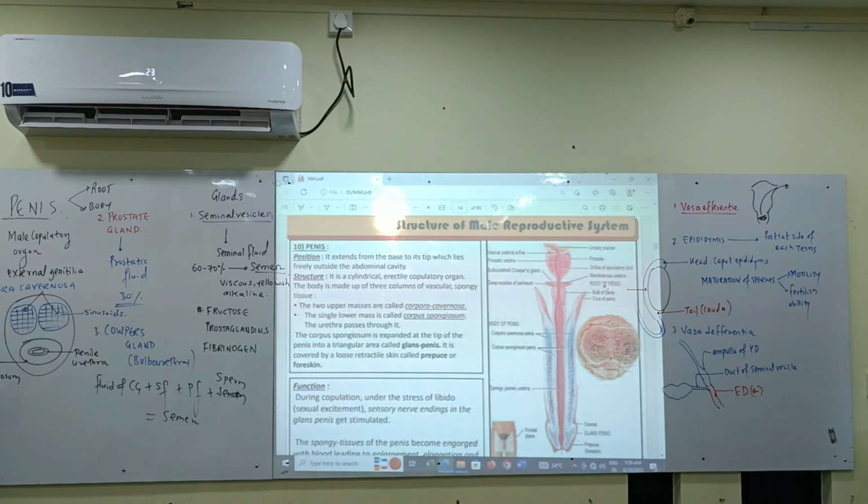So under sexual arousal, the artery diameter will increase, the blood will go and get stored, as a result of which the penis will become hard. That stage is called erection. Now you understood the physiology? Yes. So if I ask you a question, what are the erectile tissues in the penis? Corpora cavernosa.